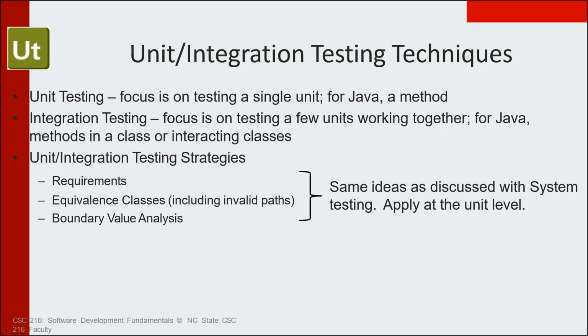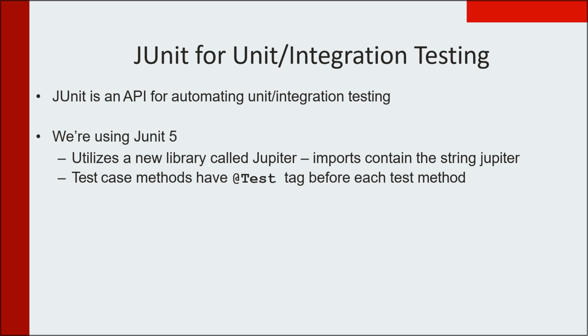Great. So let's talk a little bit more about JUnit. JUnit is an API for automating that unit and integration testing. As I said a little bit earlier, we use JUnit 5, and that uses something called Jupyter, which just means that your imports are going to contain the string Jupyter. And another thing that I'd like you to notice as we go through some of these examples is the test case methods have an @Test tag before each test method.